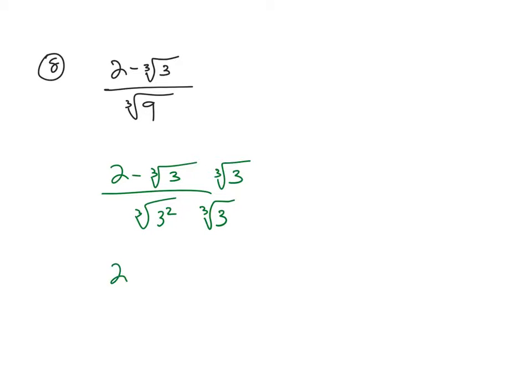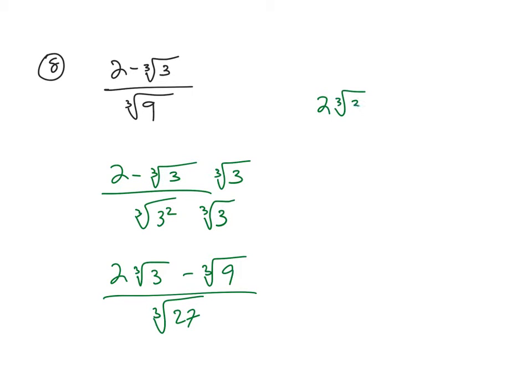So I have 2 cubic root of 3 minus the cubic root of 3 times 9, which is 9 times 3, is 27, divided by the cubic root of 27, right? So 2 cubic root of 3 minus cubic root of 9 divided by 3, since the cubic root of 27 is 3. And that's it for this lesson. May the force be with you.